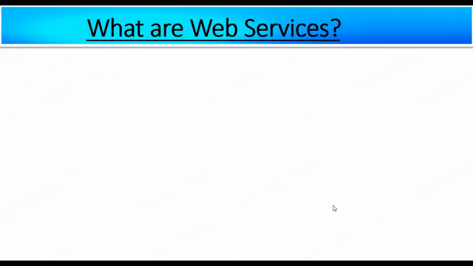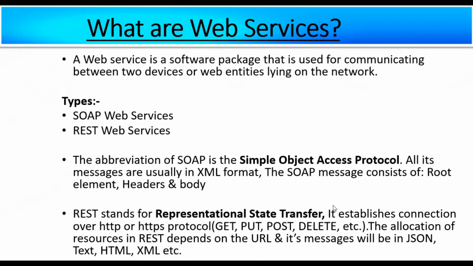Now let's discuss what are web services and what are the different types of web services we have. Web services are nothing but a software package that is used to communicate between two devices or two software entities over the internet or over the network. We have two types of web services. First one is SOAP web services and second one is REST web services.